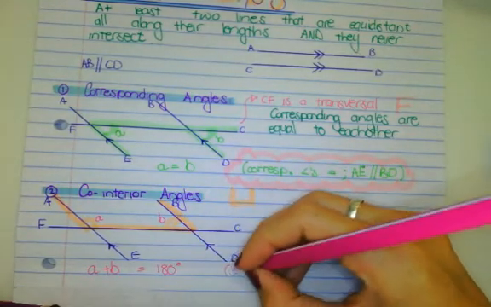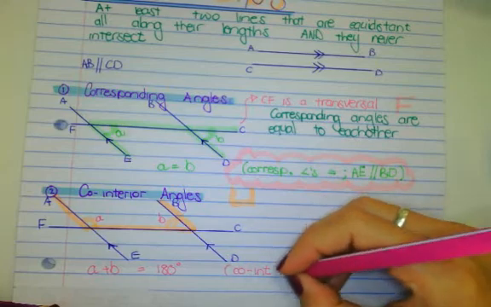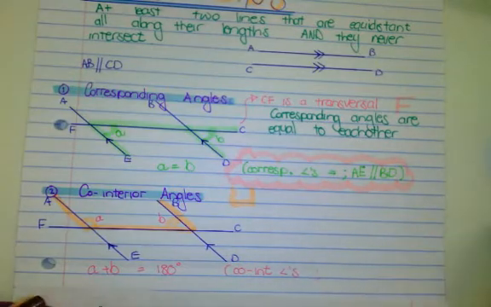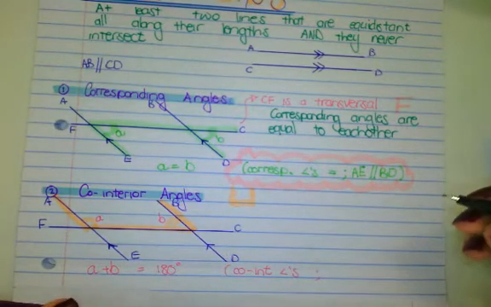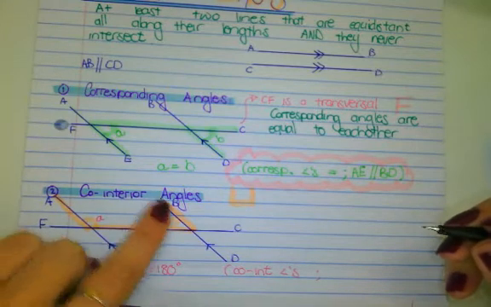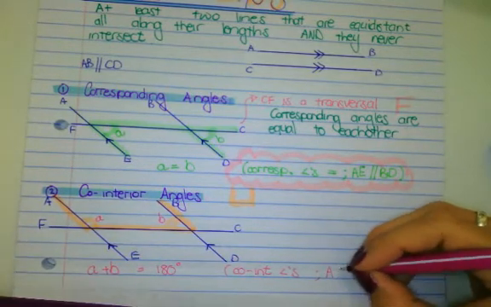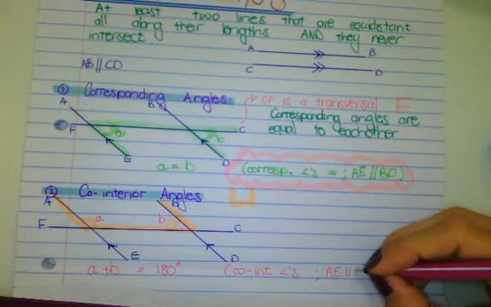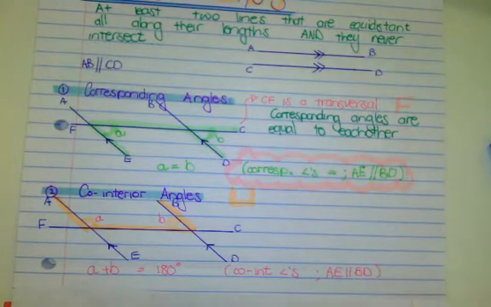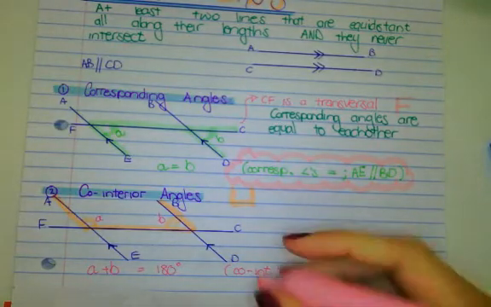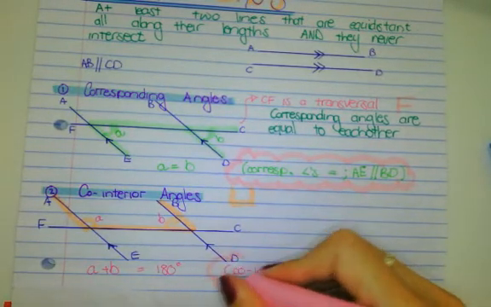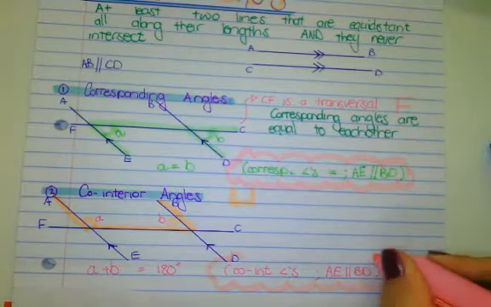And a reason: cointerior angles, and we have to state our parallel lines. AE and BD were our parallel lines here. AE is parallel to BD. And again, we need to learn this reason off by heart.